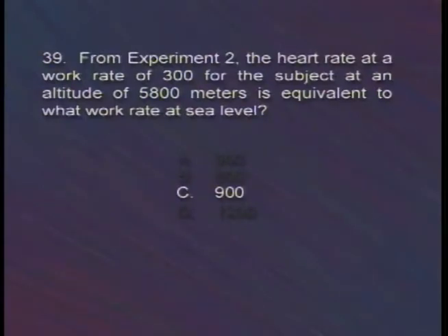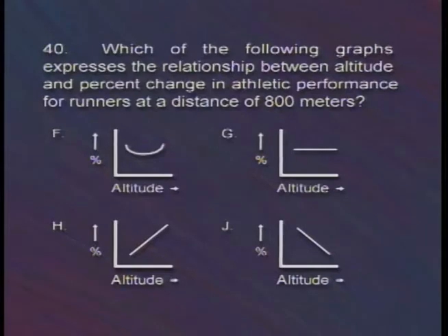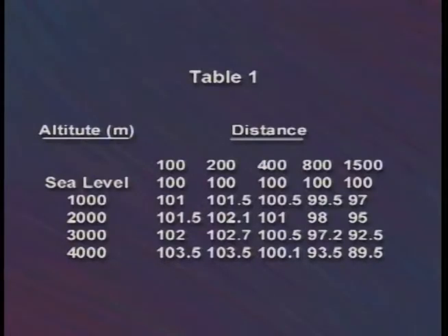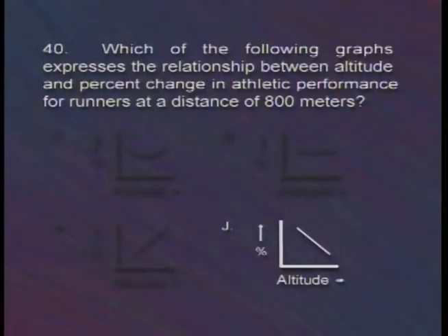Question 40. Which of the following graphs expresses the relationship between altitude and percent change in athletic performance for runners at a distance of 800 meters? Let's use Table 1. Locate the information in the column labeled 800. The values in this column decrease from a percent of 100 at sea level to a percent of 93.5 at 4,000 meters. In other words, as altitude increases, the values for athletic performance decrease at 800 meters. Option J is the best graphical representation of these values. The correct answer is J.